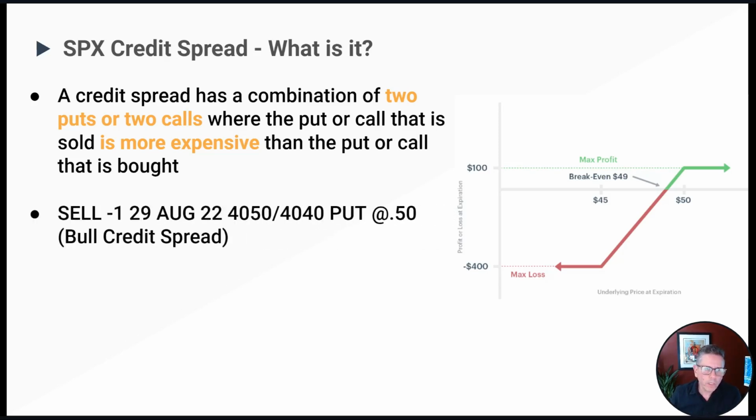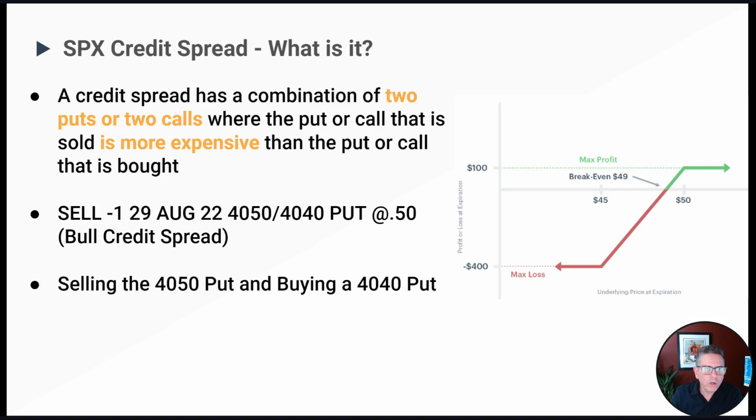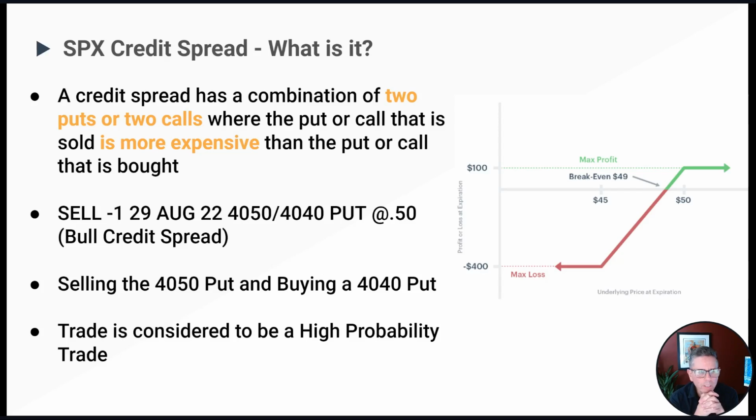And so you can see here that we have a position that's 40-50, 40-40, okay? And your premium is 50, and you multiply that by 100, and that gives you $50. And so that's what a credit spread is. You're taking that premium in, and if the position stays within a range, you keep that money. We're selling the 40-50 put and buying the 40-40 put, and that's what gives you the credit into your account. And this trade is considered to be a high probability trade.